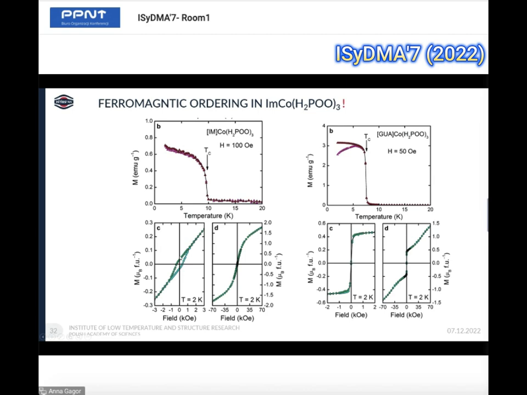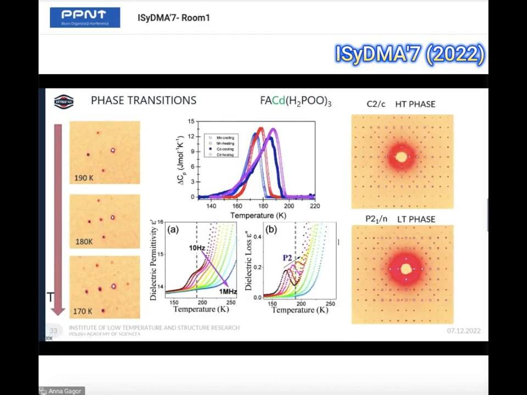The temperature of this ordering was actually quite low, 10 K. In this large family, or in this new family of materials, only two experience phase transition. This is formamidinium cadmium hypophosphite, which was synthesized in our group, and formamidinium manganese hypophosphite, which was synthesized in this pioneering work.